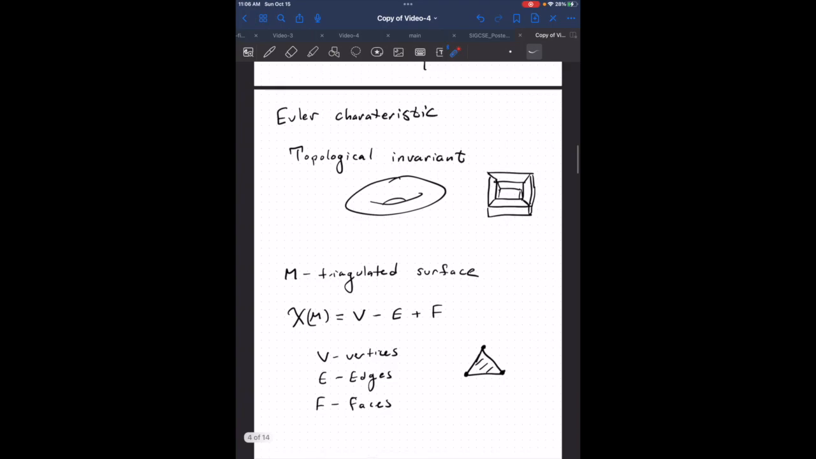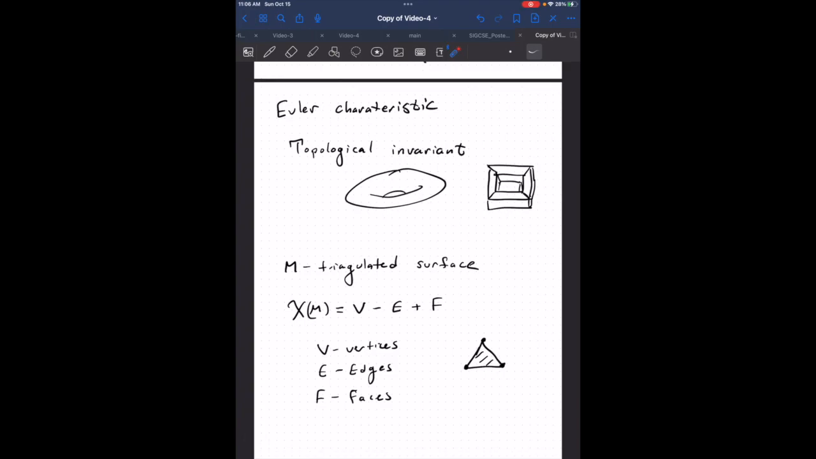Okay, so the Euler characteristic is a topological invariant, meaning that it doesn't change if we continuously deform our surface. So if I took this torus and stretched it out and shifted the whole way to the right, I didn't change the topology. It's an invariant under homeomorphism.